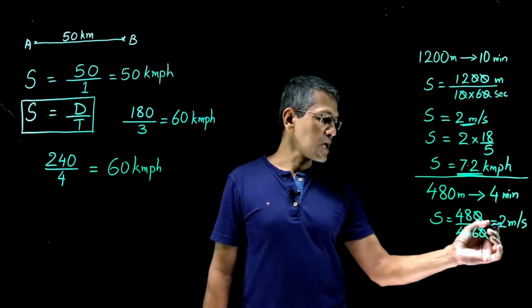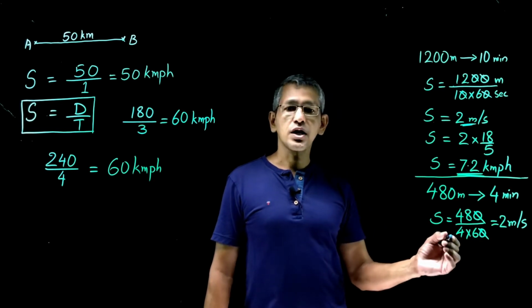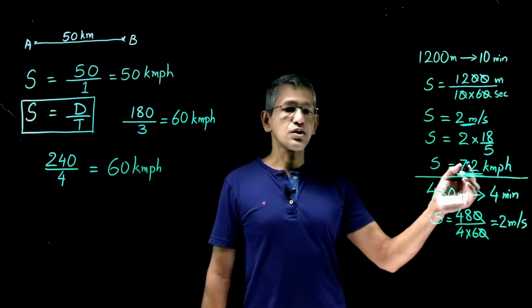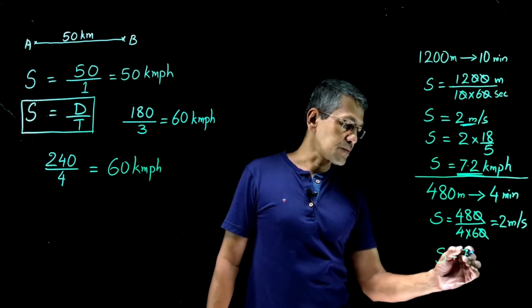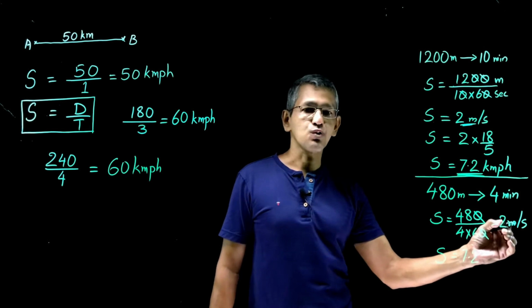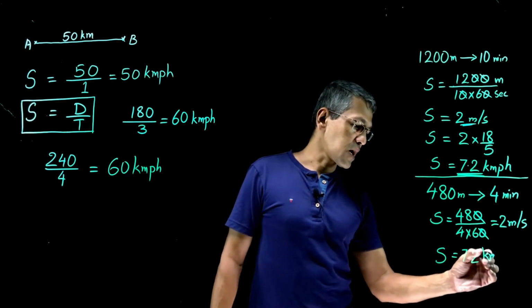So in this case, the speed is 2 meters per second, or when you convert that into kilometers, it is going to be the same, right? Speed is equal to 7.2. Multiply this with 18 by 5. So 7.2 kilometers per hour.